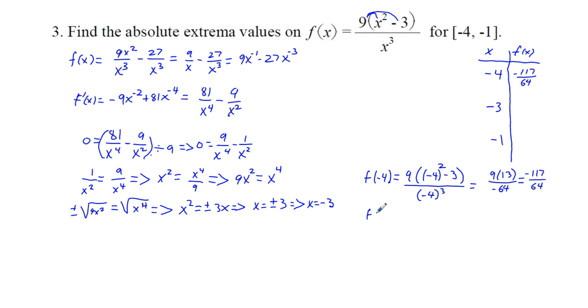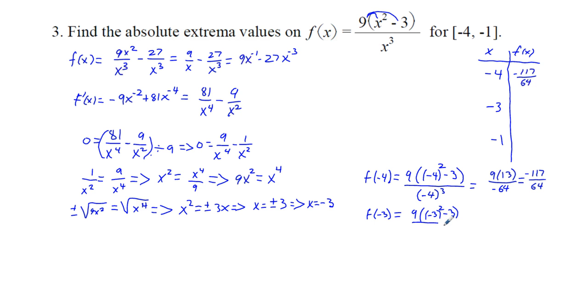So f of -3. So this is a candidate test, right? We're listing the candidates. So we're going to have 9 times, this is our critical value here, -3 squared minus 3.